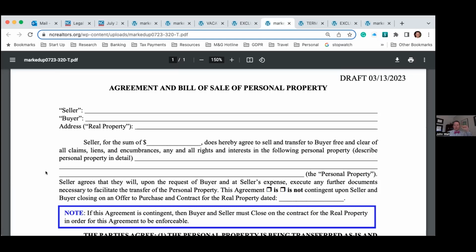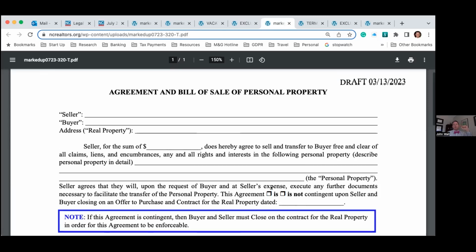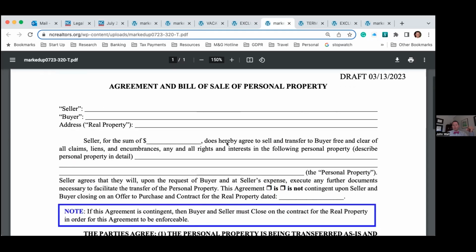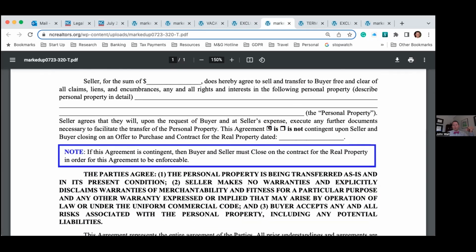But the interesting thing about it is this, these check boxes right here in the middle. You can see that this agreement is or is not contingent on the seller and buyer closing on an offer to purchase a contract. So if you got a vacation rental, chances are, if you're selling the furniture with one of these personal property agreements, you're going to put the is box. You're going to check the is box.